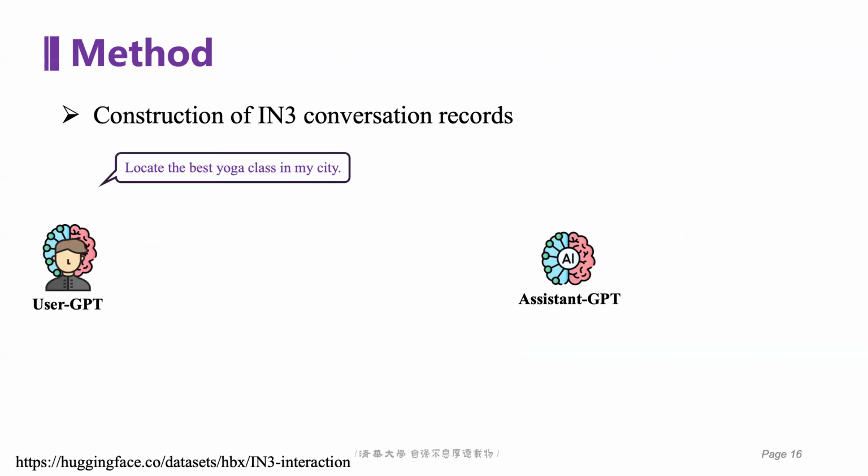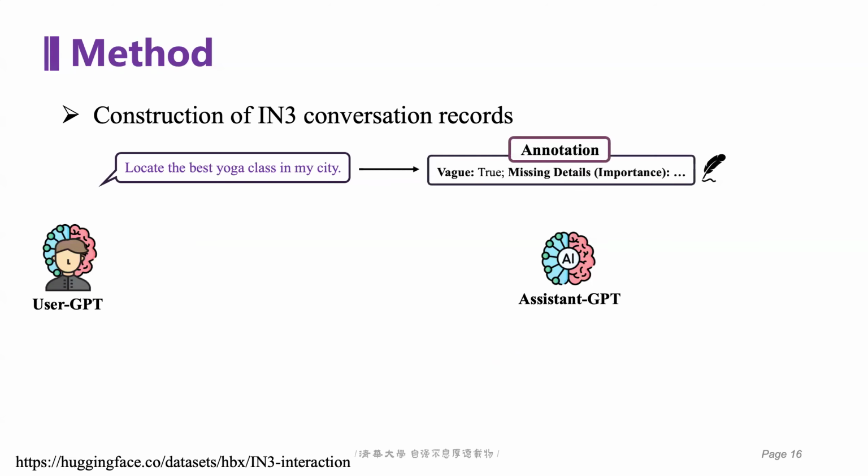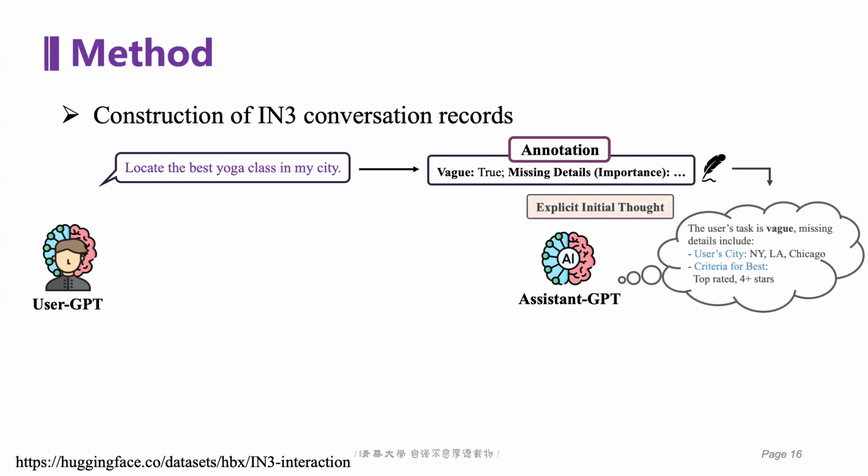Okay, so here is an example. Let me illustrate with still the previous example, locate the best yoga class in my city. For this task, we have done the annotation, like the vagueness, what the missing details are, and their importance. We use these annotations to manually construct the assistant's explicit initial thought. Like, the user task is vague, so its missing details include these things, and here are some of the options for each missing detail.